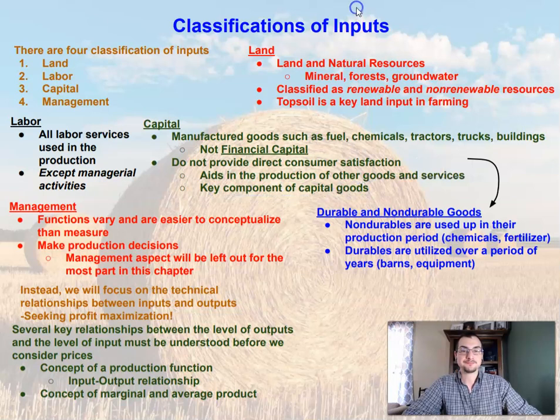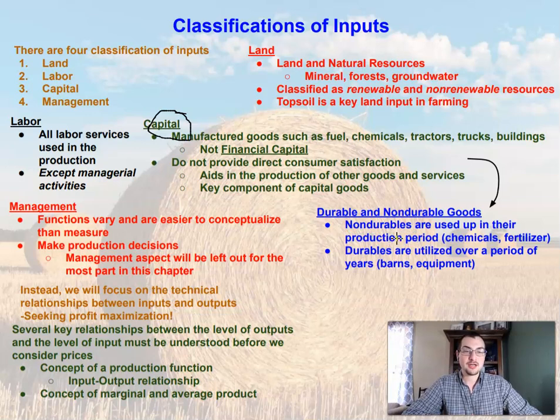Now, whenever we get into capital goods, we have two different classifications of these manufactured goods, or of this capital. These two classifications are durable and non-durable goods. So durable goods are used up in their production period.